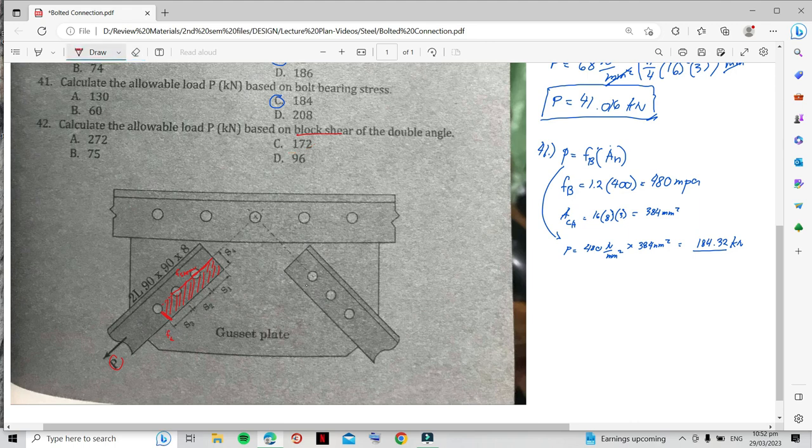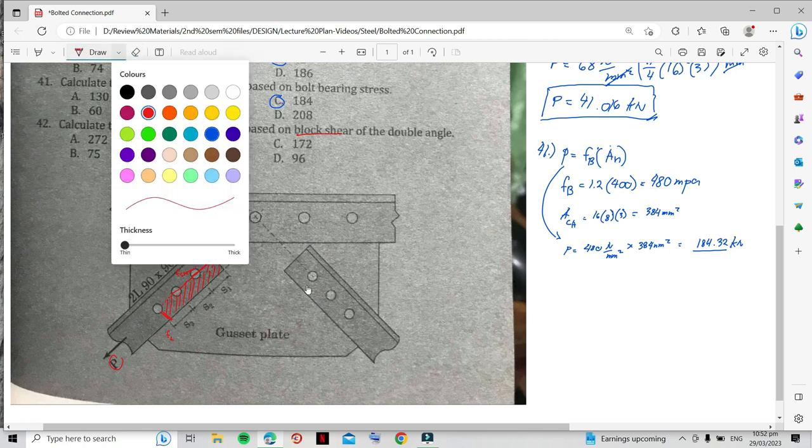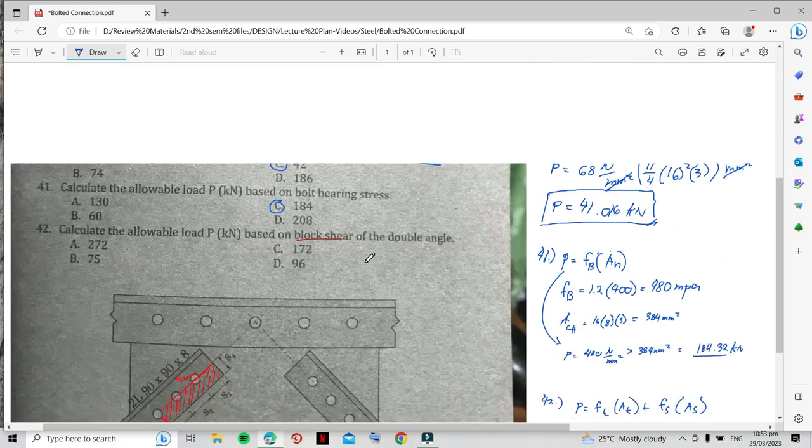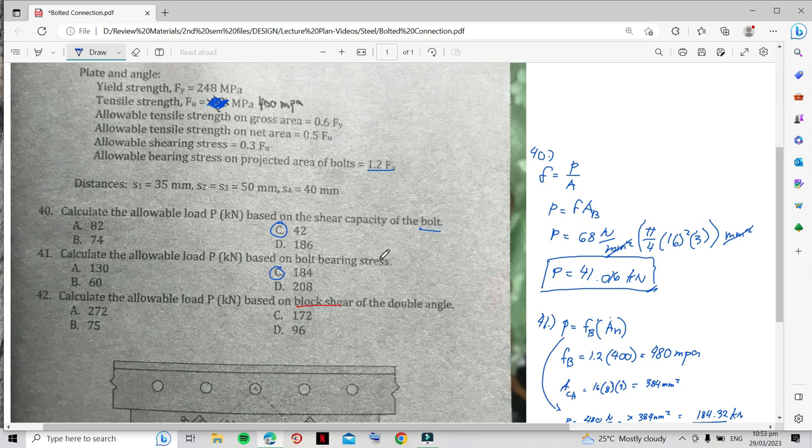Okay, so number 42, just erase that. 42. So the force P is just the summation of the failure modes. So you will fail at shear and tension. So you will have stress at tension multiplied by area experiencing tension plus stress of shearing times the area experiencing shearing. No? So here we have the formula for shear stress, which is 0.3 Fu, and tensile stress. That's stress on net area, so 0.5 Fu.